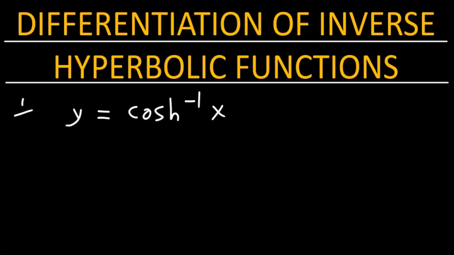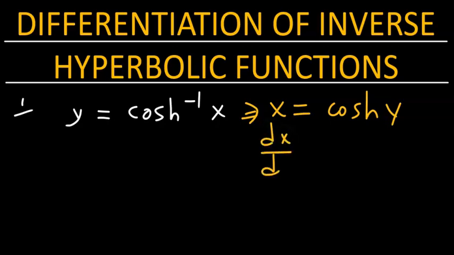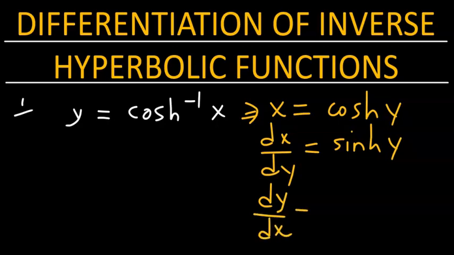What is the differentiation of y with respect to x? So first let's express x in terms of y. That will be x equals hyperbolic cosine of y, which means dx/dy is hyperbolic sine of y, which also means dy/dx is 1 over hyperbolic sine of y.